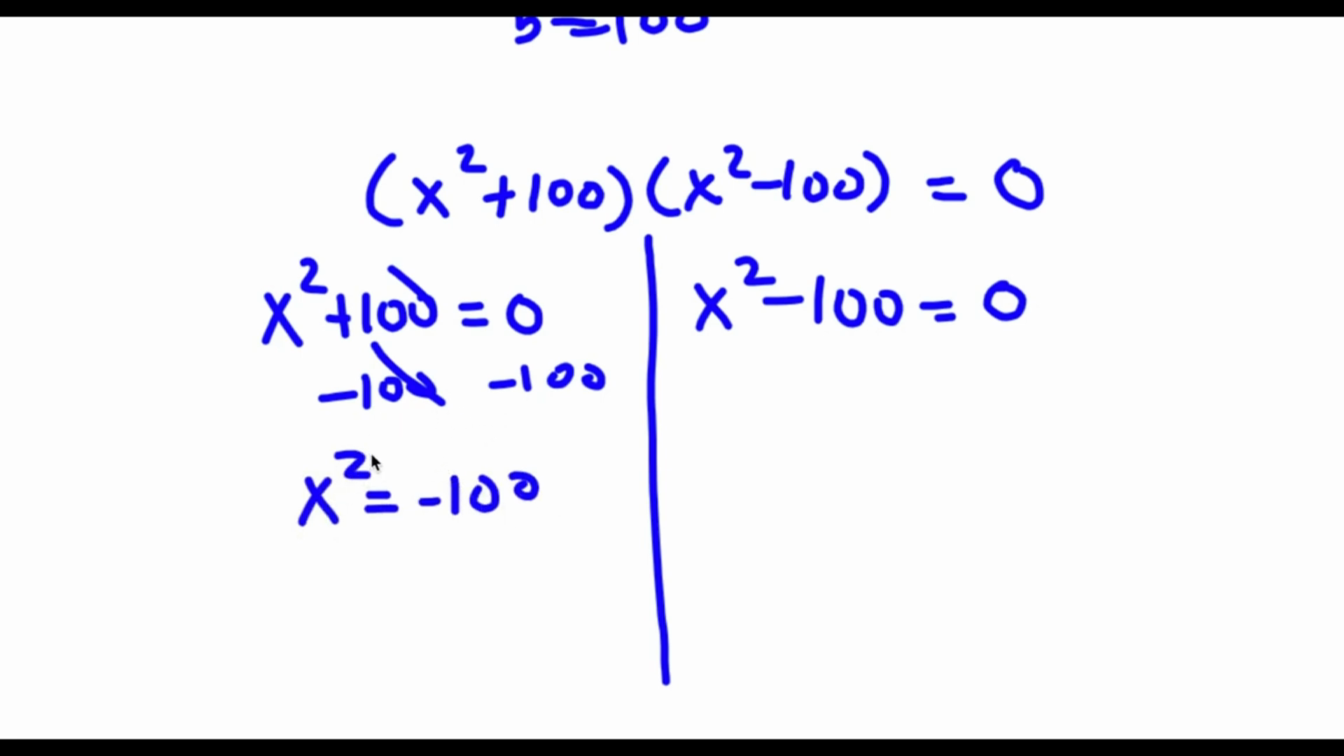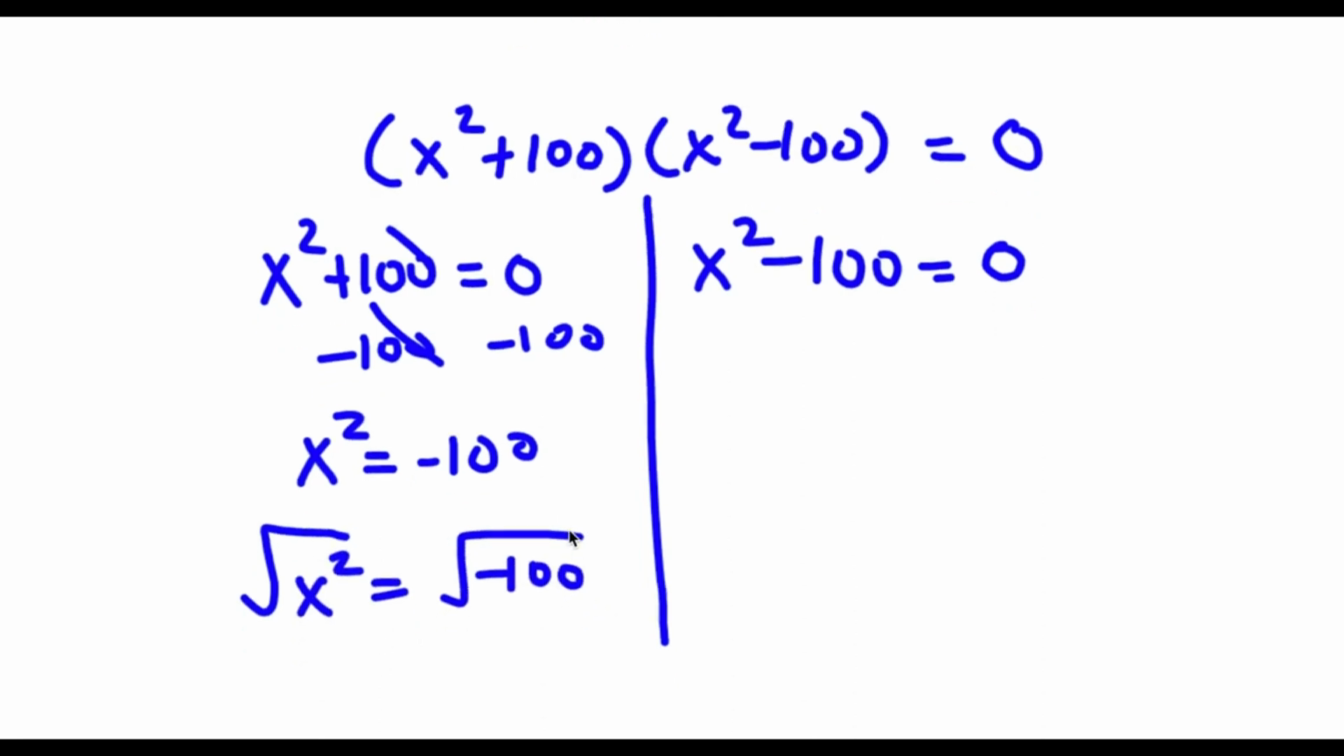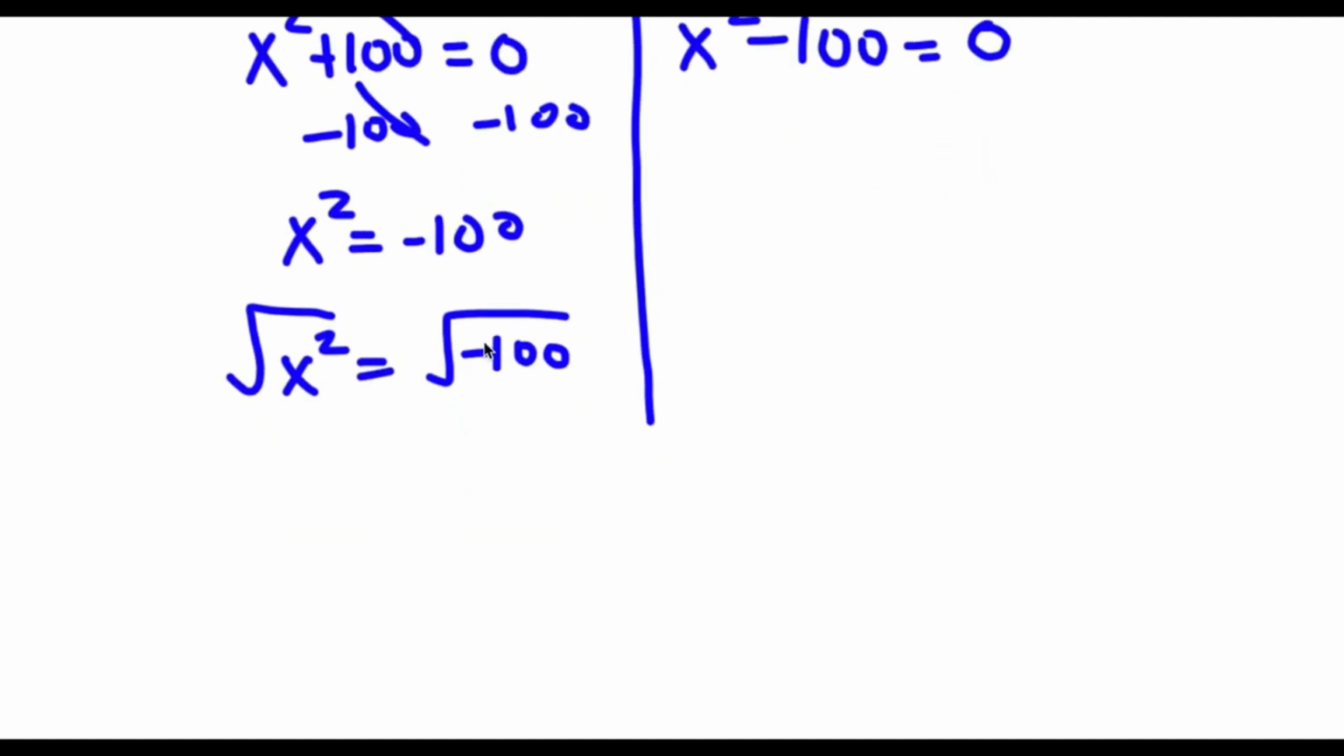Now, I want to cancel out this power of 2, so I'm going to take the square root on both sides. So now I have the square root of x squared is equal to the square root of negative 100. Now, the square root of x squared, these two simply cancel out. So I'm simply left with x is equal to the square root of negative 100, this is the same thing as the square root of 100 times the square root of negative 1.